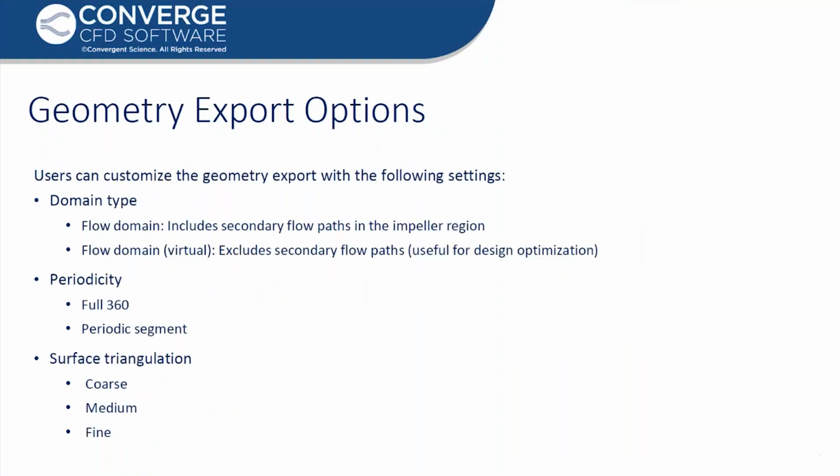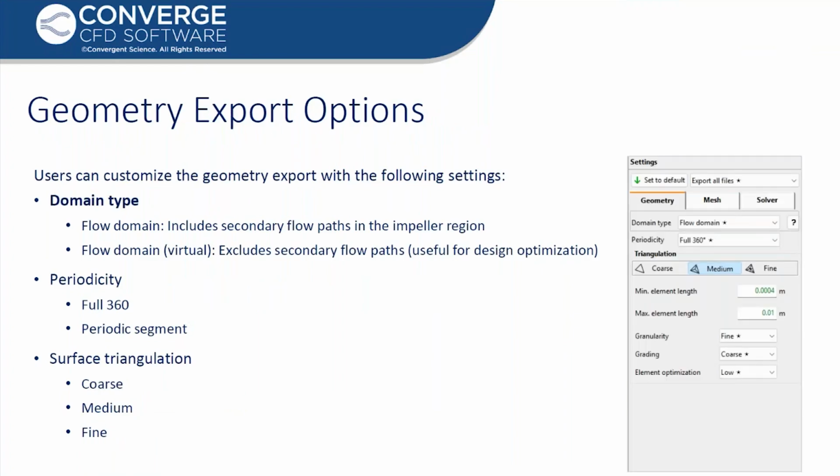So the first is the geometry export option. So here, the first thing is you can define the domain type. So either you want the full flow domain or you want a virtual flow domain. The difference is that in the virtual flow domain, you exclude any kind of secondary flow paths. So for example, the flow paths between your impeller and the casing, right?